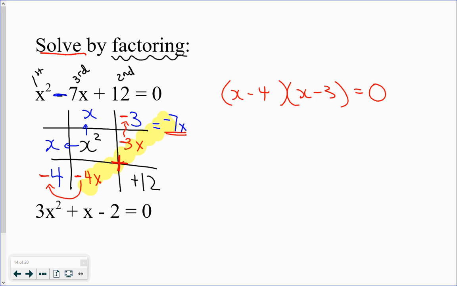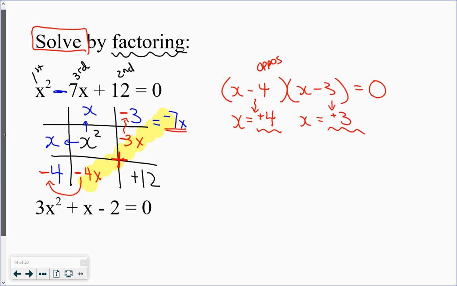Now again, you're asked to solve. Solve means to solve for the x-intercepts. So once we have it in our factored form, remember, we just do the opposite. So x minus 4 means our x-intercept is at positive 4. X minus 3 means the x-intercept is at positive 3. And that's it.